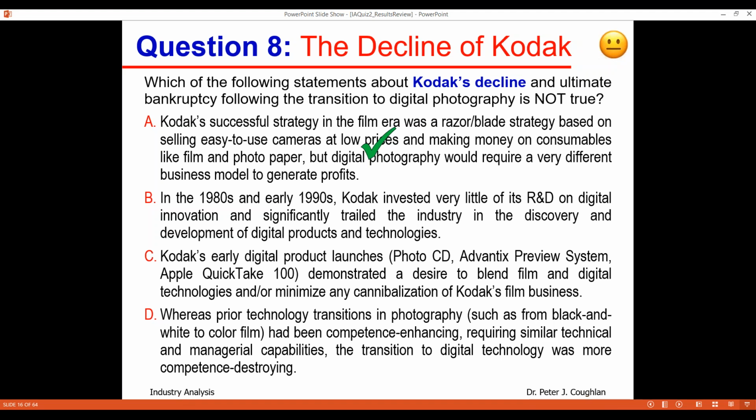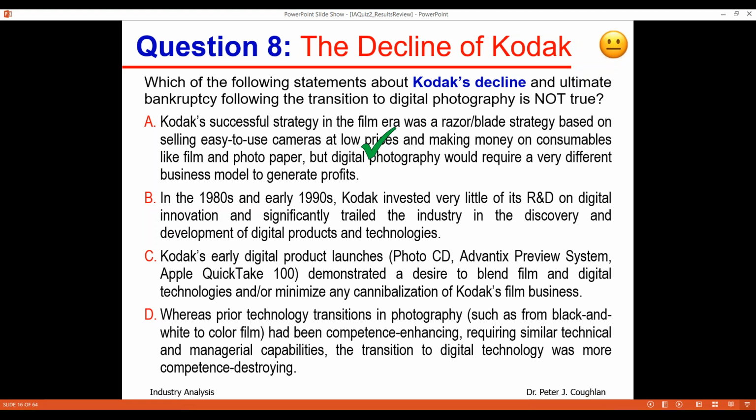B, in the 1980s and early 1990s, Kodak invested very little of its R&D on digital innovation and significantly trailed the industry in the discovery and development of digital products and technologies. Is that true? No. That's the entire point of the case study. Kodak invested very much of its R&D. Before there were any digital cameras, they were already investing half of their R&D on digital innovation. They invested heavily in digital R&D, and moreover, they were the ones who invented the digital camera.